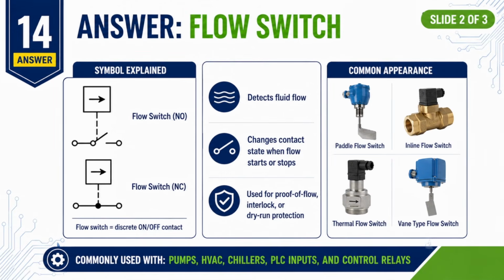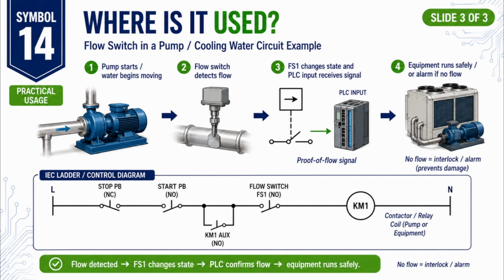It detects whether fluid is flowing and changes the state of its contact when flow starts or stops. It is commonly used for proof of flow, interlocking, and dry run protection. In this example, when the pump starts and water begins to flow, the flow switch changes its contact state. This provides a digital on-off signal to the PLC, represented as logic 1 or logic 0. For example, with a normally open contact, flow can close the contact and the PLC input becomes 1, on. If flow is lost, the contact opens and the PLC input becomes 0, off.